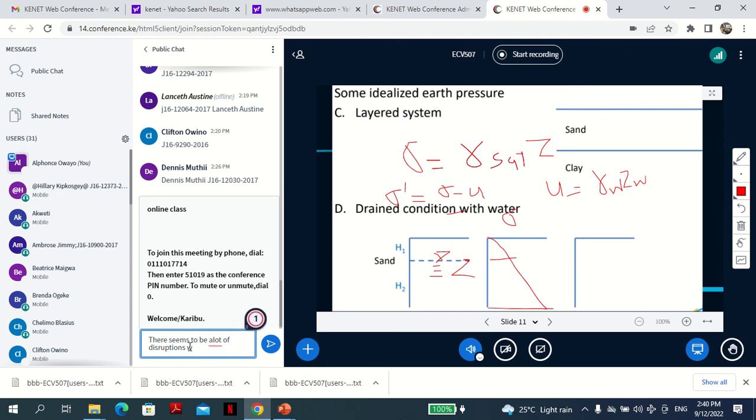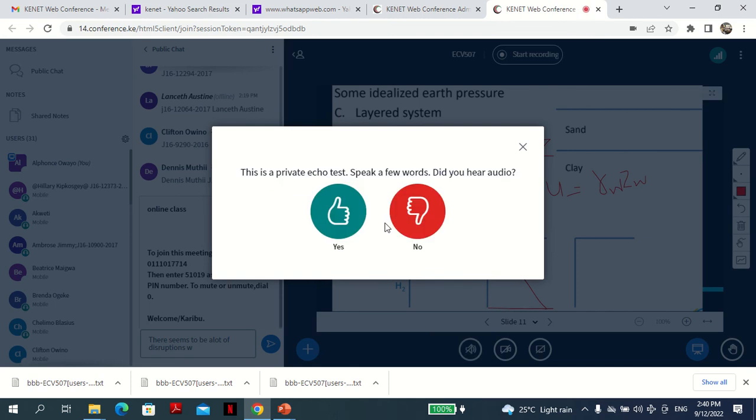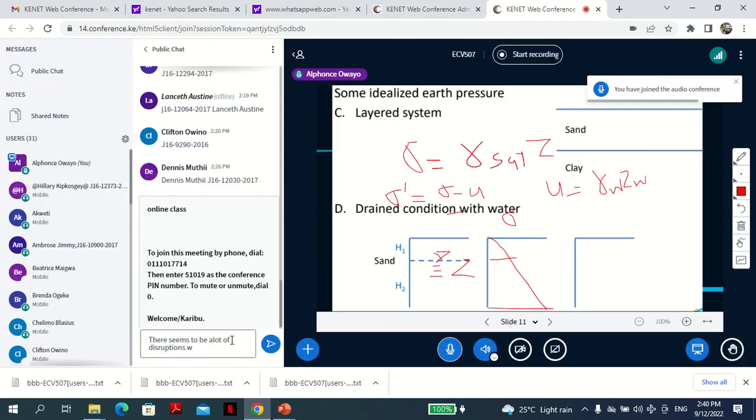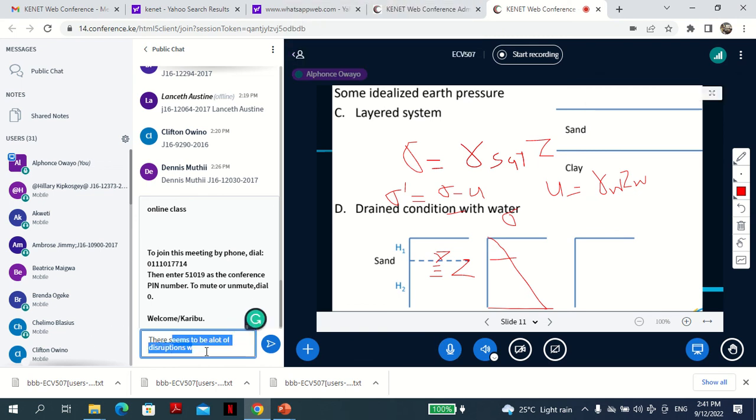There seems to be a lot of interruptions with the internet, and if this persists, I think we can end there. Now it's much better. Hello? There seem to be some problems with the internet. If it continues like this, we might be forced to adjourn. Because it keeps fluctuating, I think we can end there. We can end the class there and proceed next time.